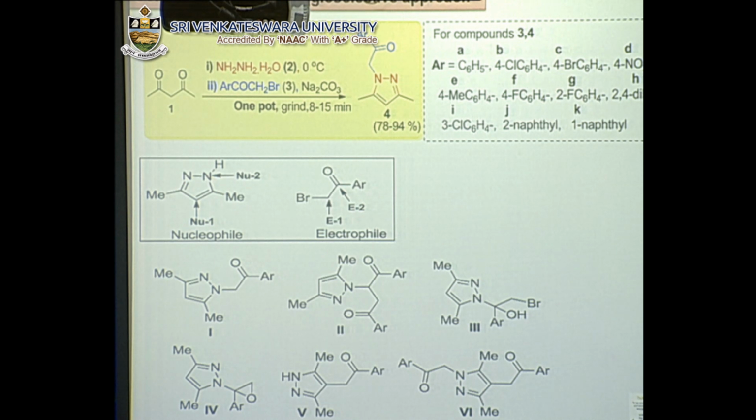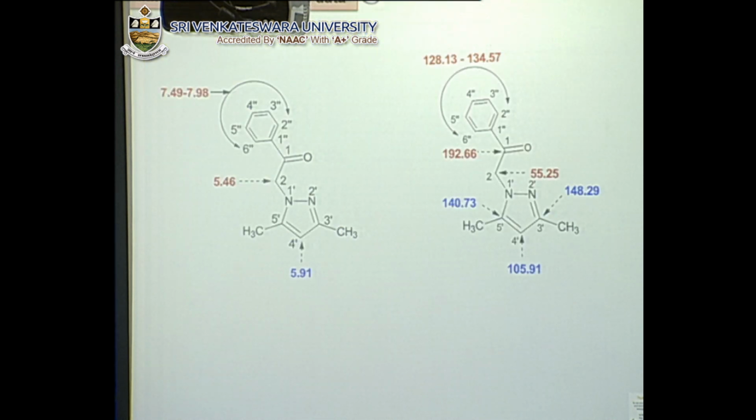So in this pyrazole, we have 2 nucleophilic sites and 2 electrophilic sites in the phenacyl bromide. So we may have these types of compounds here. Out of these possible compounds, we got this type of compound only, the structure type 1. That's why we are saying the reaction is going regioselectively. The compounds were further characterized on the basis of proton and carbon-13 NMR.